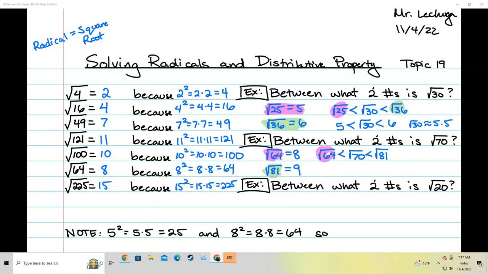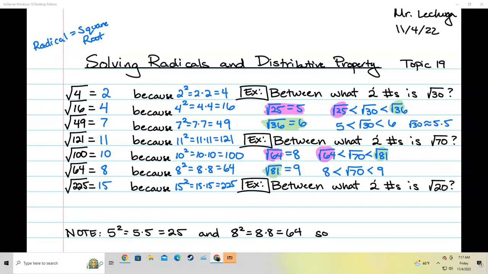Square root of 64 is too low. Square root of 81 is too high. That means my answer has to be 8 is less than the square root of 70, but the square root of 70 is less than 9. So my square root of 70, whatever it is, it's got to be stuck between 8 and 9. Now let's go ahead and do the trick that we did last time.